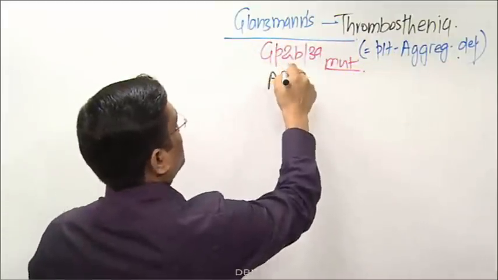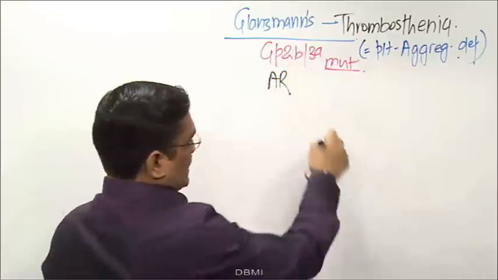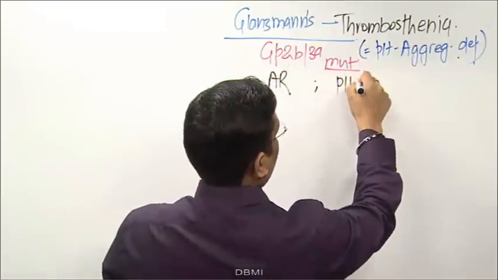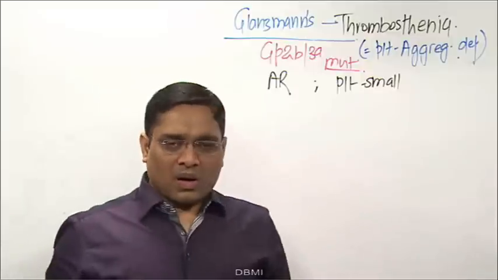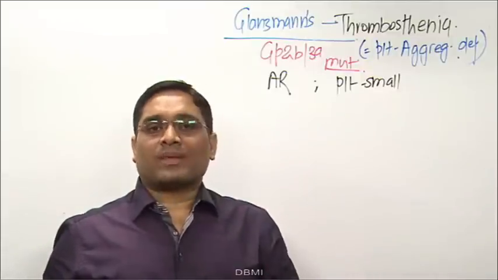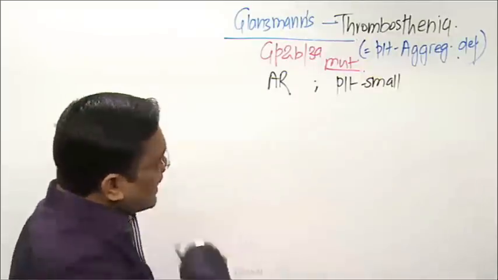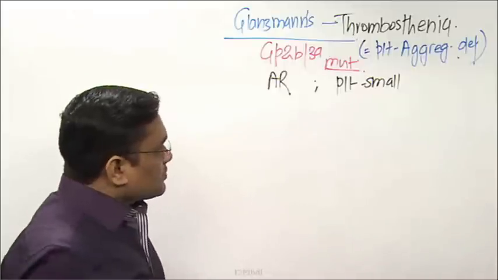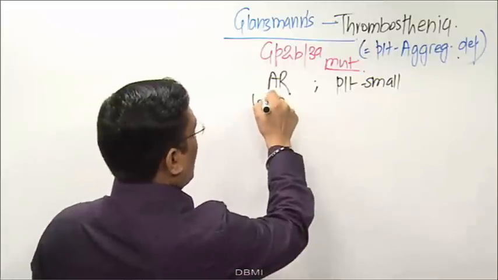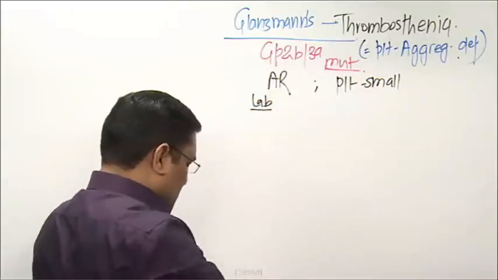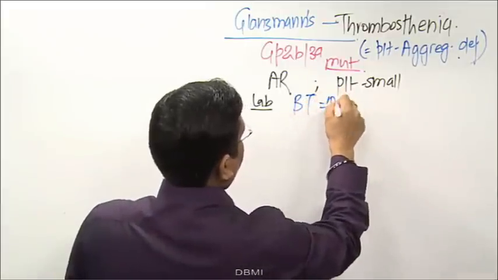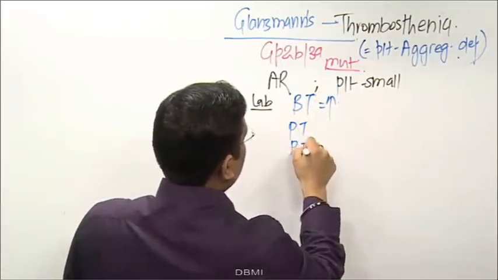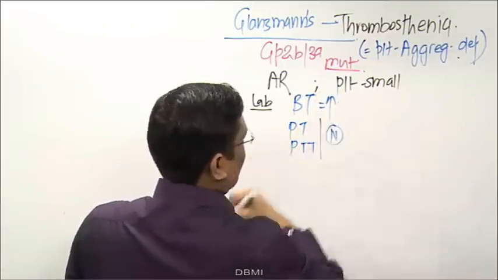Again, it is an autosomal recessive disorder. As we have discussed earlier, platelets will be small on peripheral blood. So micro platelets or micro megakaryocytes are seen in Glanzmann's thrombasthenia. And in this patient, if you observe lab analysis, features are like this. Bleeding time will be prolonged. PT and PTT will be normal because there is no clotting factor deficiency.